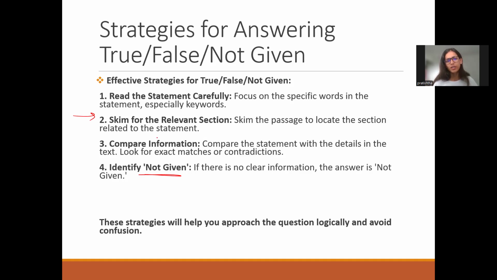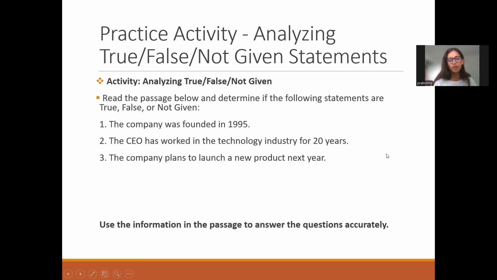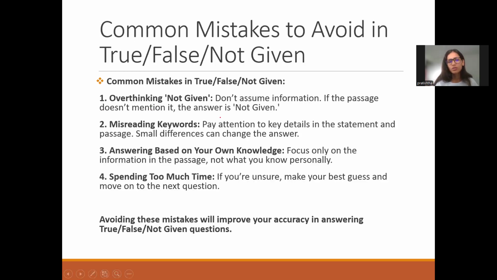So we are going to compare information: compare the statement with the details in the text, look for an exact match or contradictions, and identify not given. If there's no clear information about anything related to the question, it is a not given. Now, moving forward. Read the passage below and determine if the following statements are true, false, or not given. We will not do this one.